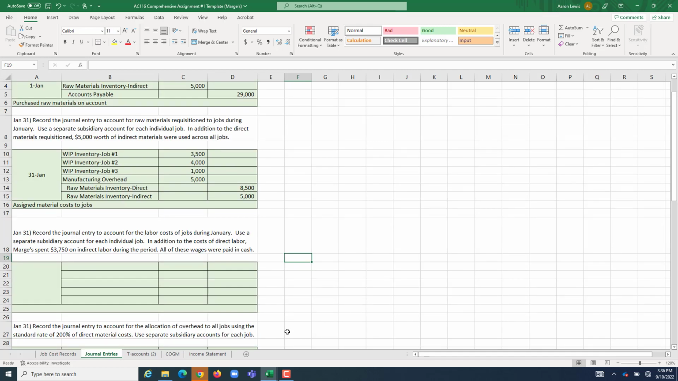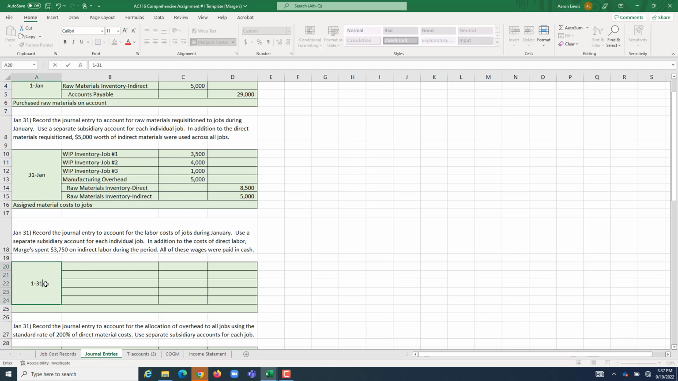Our next journal entry is for our second cost component, which is our labor costs. We need to record the journal entry to account for the labor costs of jobs that occurred during this month of January. We're going to use a separate subsidiary account for each job, just like we did up above. In addition to all of the direct labor costs that we can steal off our job cost record, we're going to have to put $3,750 into manufacturing overhead for the indirect labor costs that we incurred during the period. We're going to assume that all of our labor costs have been paid in the form of cash.